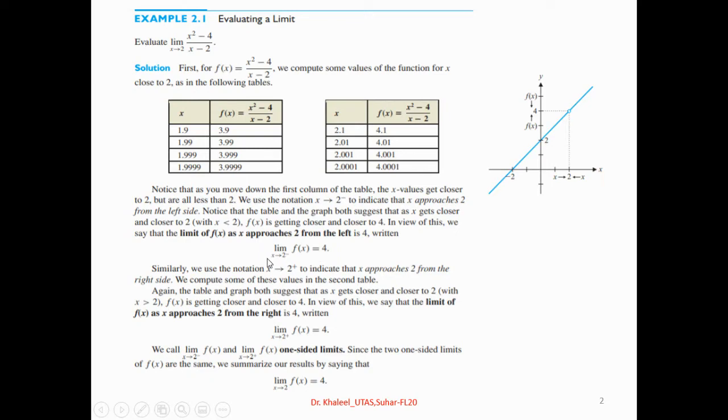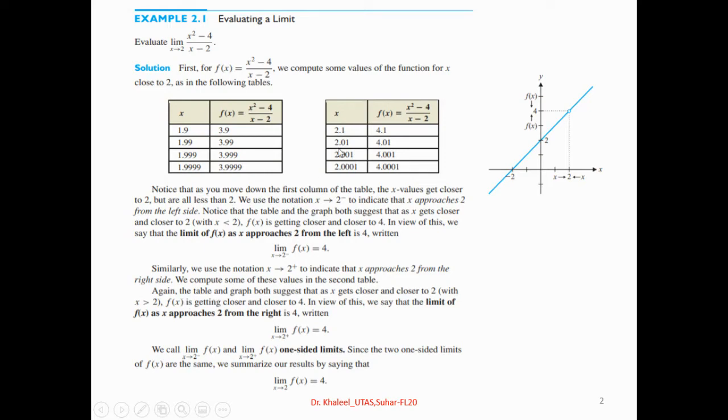So we write symbolically like this: limit of f(x) as x tending to 2⁻ is equal to 4. So remember that this 2⁻ is just a symbol, it is not minus 2. You need to write the minus in the superscript, not on the left side or down, right? So similarly, we use the notation x tending to 2⁺ to indicate that x approaches 2 from the right side, and we compute some of these values in the second table.